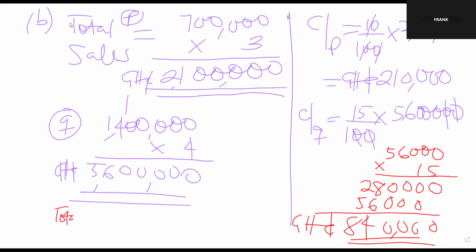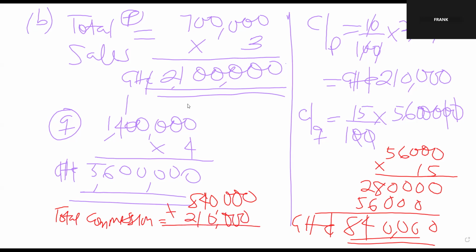Now the question demands that you find the total commission. So our total commission is going to be 840,000 plus 210,000, which is 1,050,000. Once it's your final answer, leave your answer in 2 decimals. And that is it for this particular question.